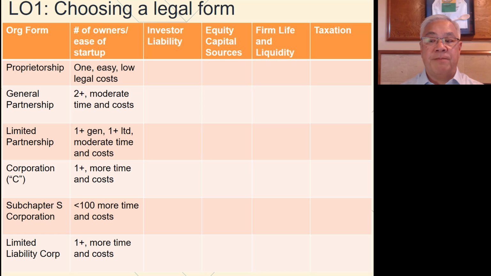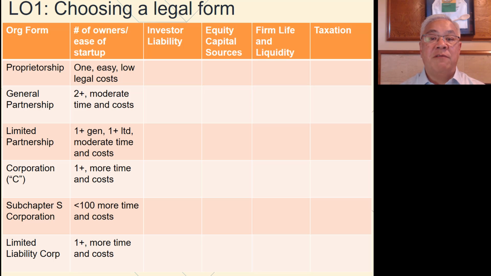Third is limited partnership. This is a little bit more complex, and you'll see why this is valuable in a moment, but it comprises at least one general partner, and it could have any number of limited partners. And the big difference is in liability. Since this is slightly more complex than a general partnership, it would then have slightly more cost to form.